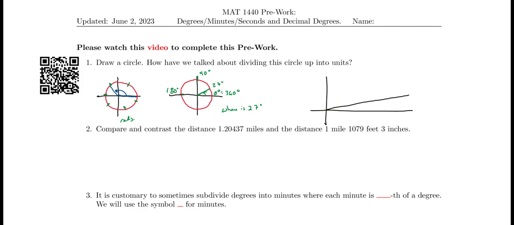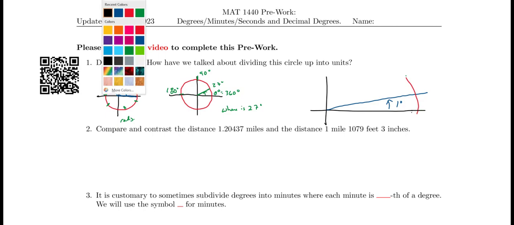Oops, that's supposed to be in blue. Let's try that again. I want to look at this angle right here, and I'm going to tell you that this angle is 1 degree on some massive circle that we're looking at. So let's put that in red. And what we're looking for in this section is how we could break up parts of a degree.